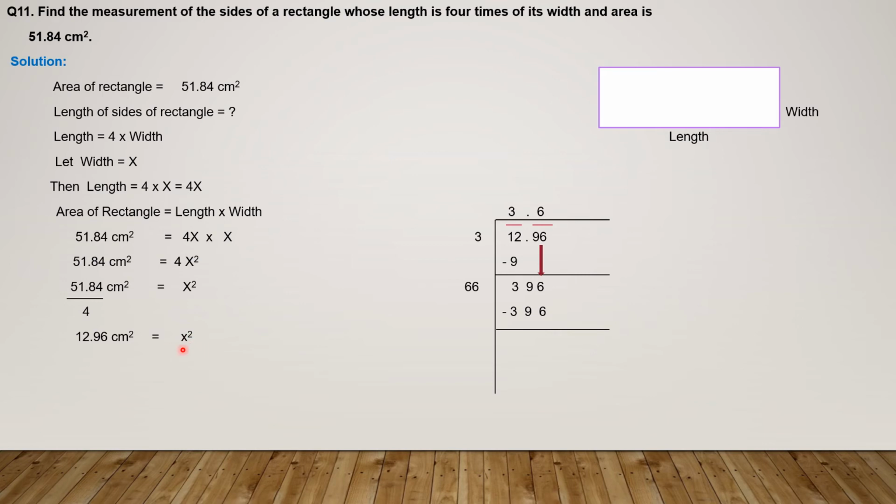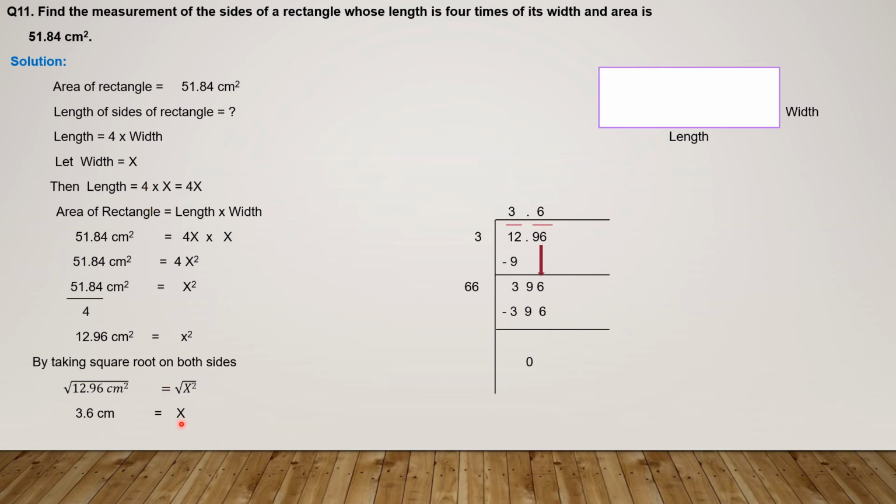Now since we need value of x, not value of x square, so simply take square root on both sides so that you can get value of x. By taking square root on both sides, we have to put square root. On right side, square will be cancelled out with square root and we will get x. While on this side, we will take square root just like this. 3 3s are 9, 12 minus 9, 3, point will move upward, 96 will come down. 3 plus 3, 6. With 6 we have to apply 6, 6 6s are 36, remainder is 0. So 12.96 square root, answer is 3.6 cm. This is value of x.